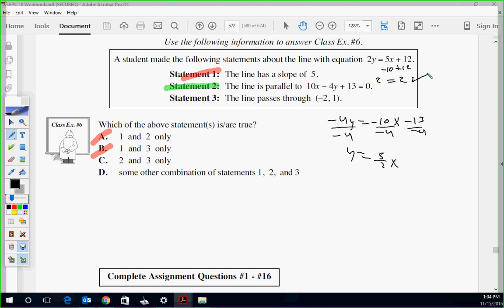So what we did was -2, we put into x. 5 times -2 is -10. We added that to 12 for 2. Then 1 for y, and 2 times 1 is 2. 2 equals 2, therefore this point is on the line. Your answer is C. 2 and 3 were correct.